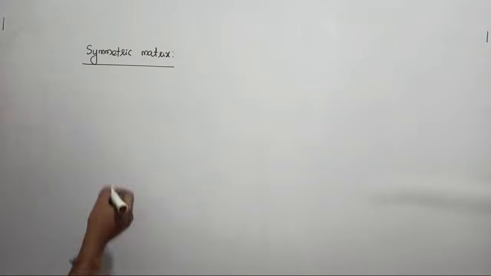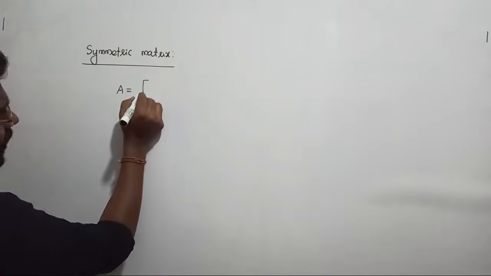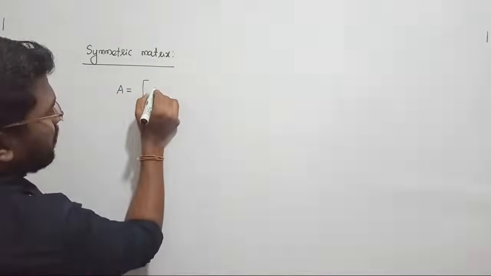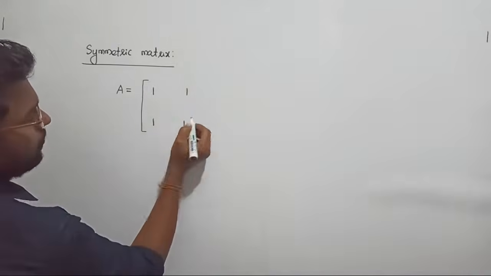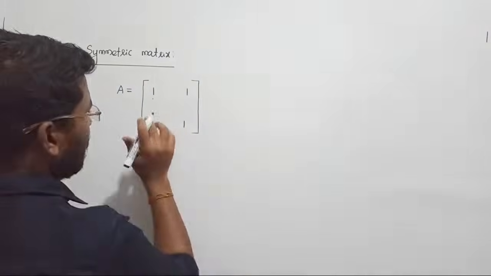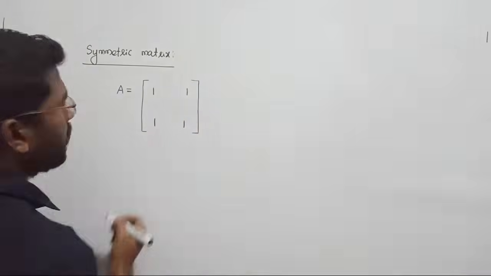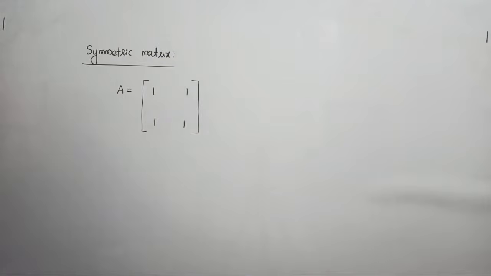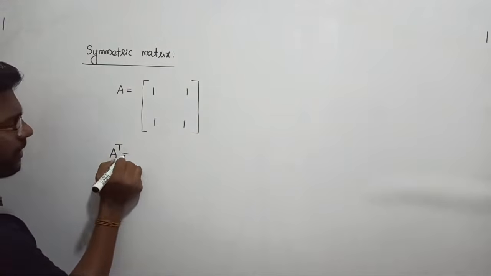Symmetric matrix in the sense, for example, I have a matrix A, defined like this, with entries 1 1 1 1. Or we can take 1 2, but the best example is to go ahead with 1 1. So this is called a symmetric matrix. Now I would like to take the transpose of this matrix.